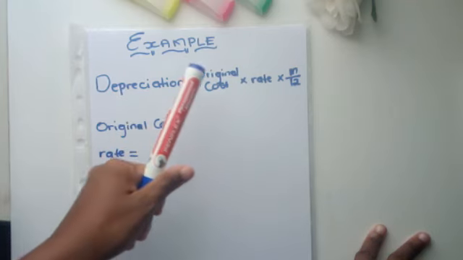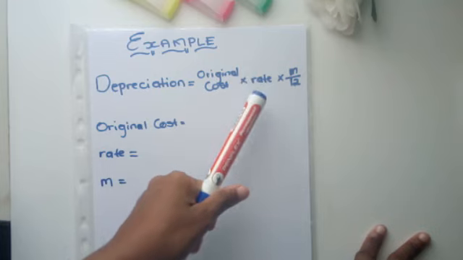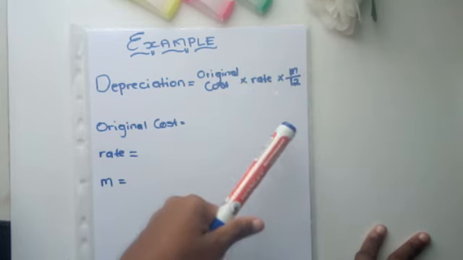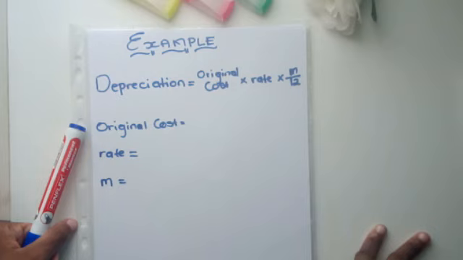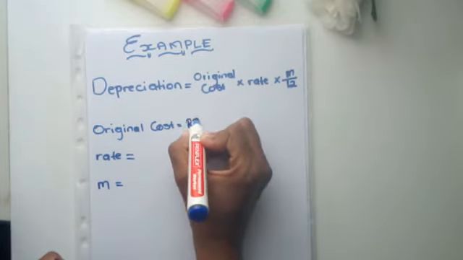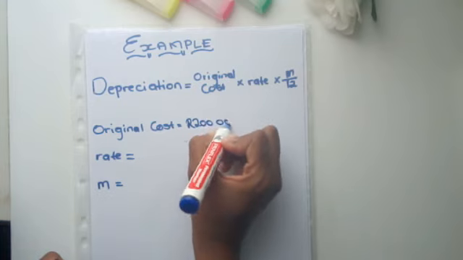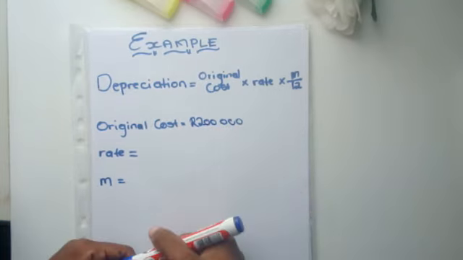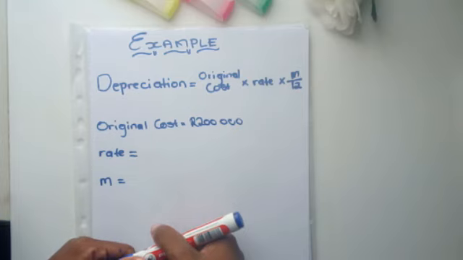Depreciation is equal to original cost multiplied by rate multiplied by m over 12, as we covered in lesson 1. Now we need to know our parameters so that we can substitute. They gave us an original cost of 200,000 rands. They also gave us an accumulated depreciation, but we know that with a straight line method, there is no way where we enter or use an accumulated depreciation. So we move on to the rate.